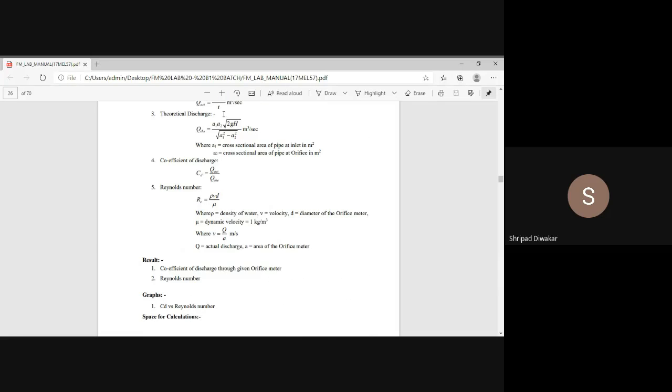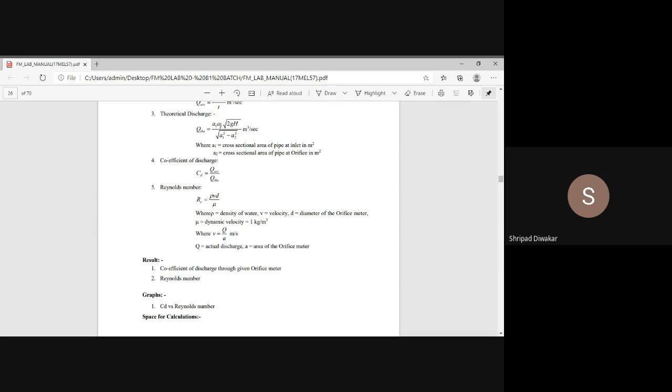So a1, the cross-sectional area of the main pipe, is pi by 4 d1 square. d1 is 25 mm. You have to convert it to meters, so we divide mm by 1000. 25 divided by 1000 is 0.025 meter. So small a1 is pi by 4 into d1 square, pi by 4 into 0.025 square. That is nothing but your a1.